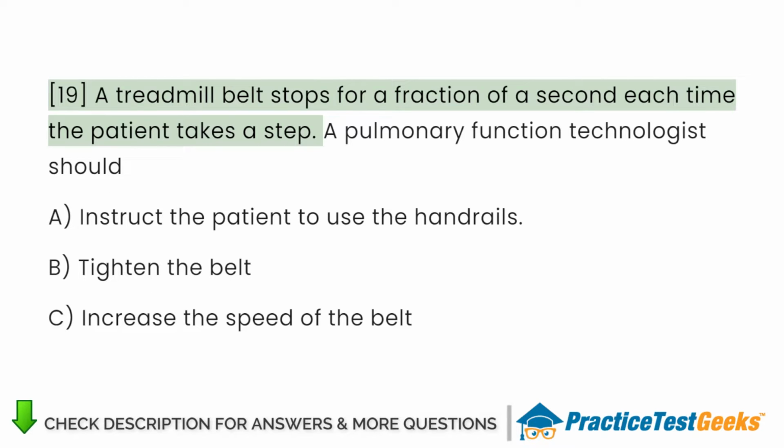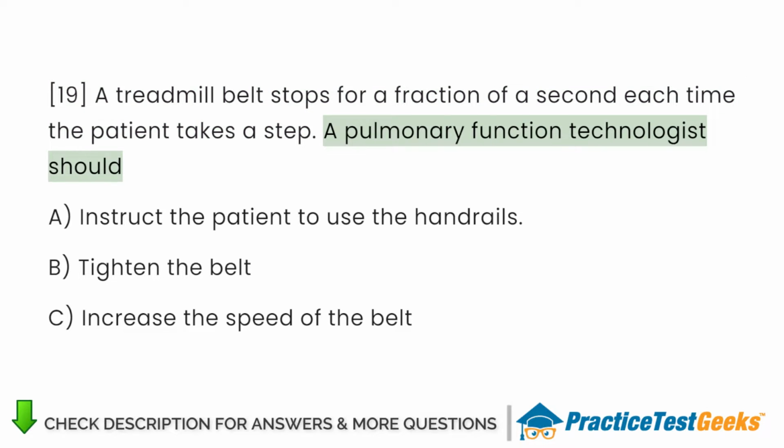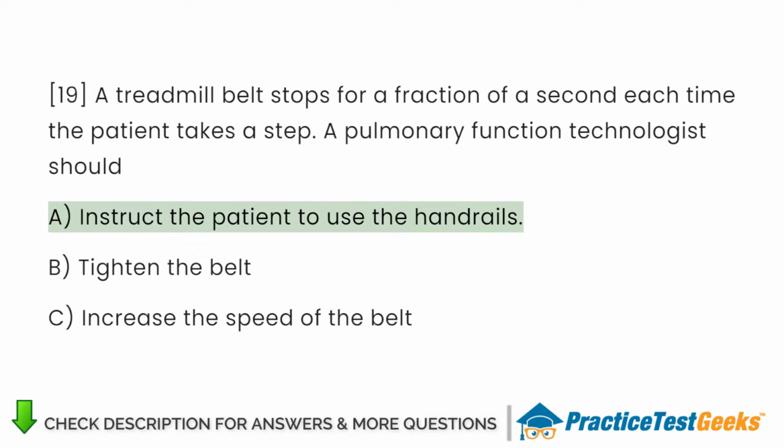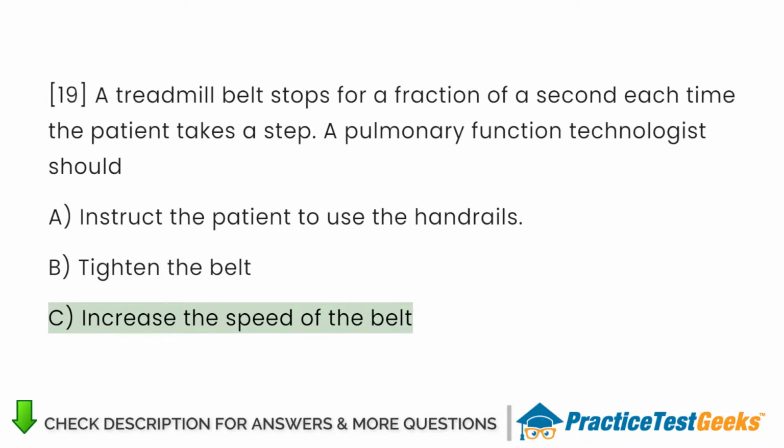A treadmill belt stops for a fraction of a second each time the patient takes a step. A pulmonary function technologist should A. Instruct the patient to use the handrails. B. Tighten the belt. C. Increase the speed of the belt.